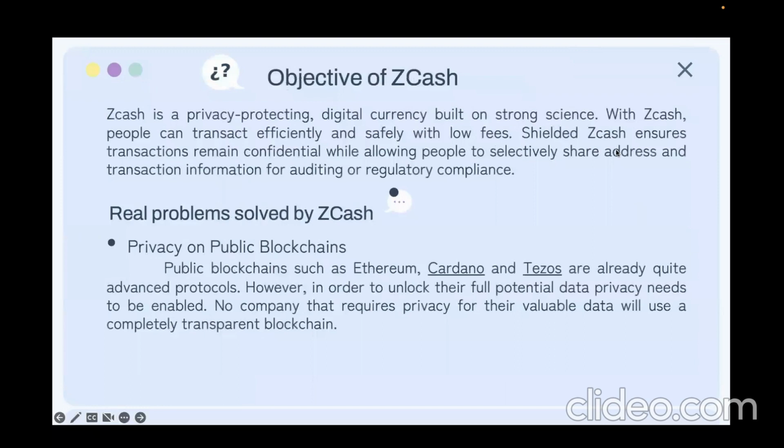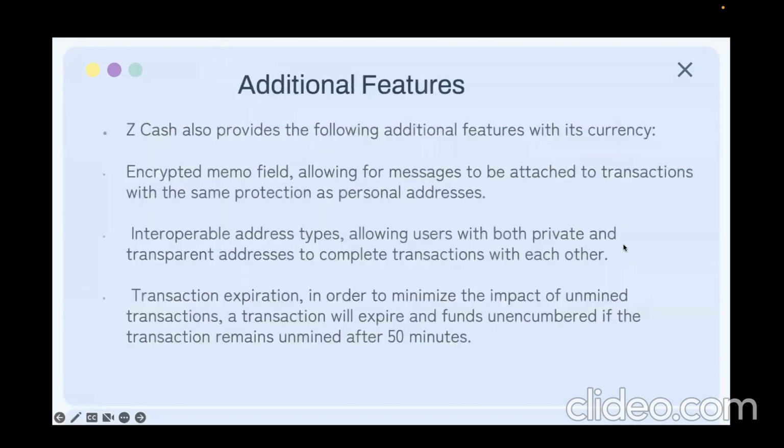We can see many objectives of Zcash, and here the main thing is a privacy-protecting digital currency built on strong science. We can efficiently transact money safely with low fees, and shielded Zcash ensures transactions are confidential. This is one of the real problems solved by Zcash technology, that is, privacy on public chains. This is one of the best problems to solve by Zcash.